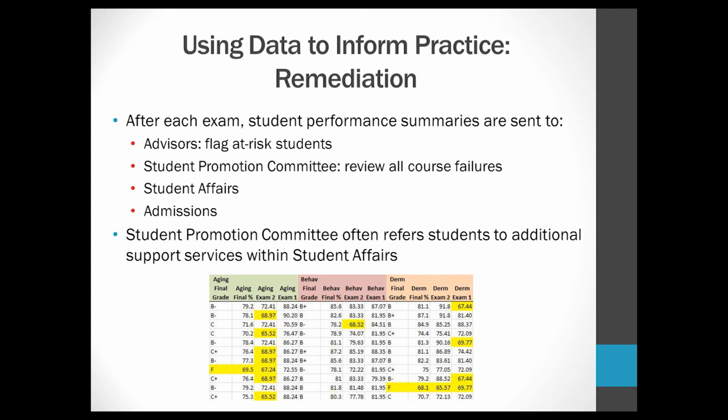Any course failure we have has to be reviewed by our Student Promotions Committee. And I think it's really important to note the individuals that comprise that committee. So that committee includes faculty, of course, but it also includes the Assistant Dean of Student Affairs on that committee to serve as an advocate for students. So that's a reason that that individual needs to understand this data.